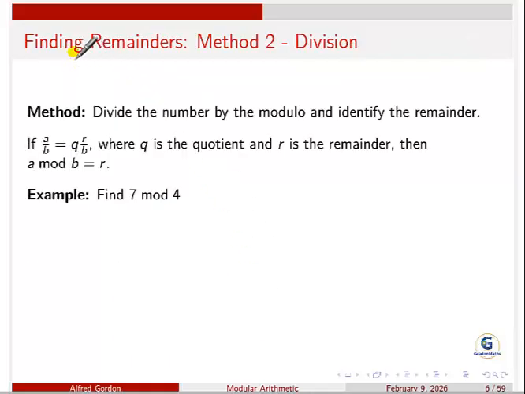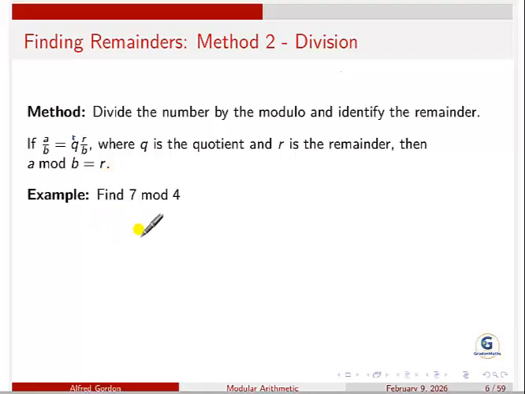We can also do the same evaluation by finding remainders. That's method 2, using division. This method says divide the number by the modulo and identify the remainder. If we have a divided by b, it's going to give us a certain whole number q, then the remainder over the denominator, where q is the quotient and r is the remainder. Then a mod b is equal to r.